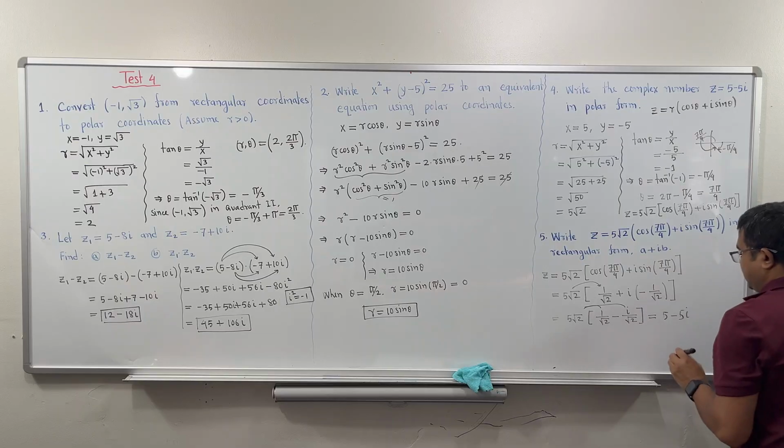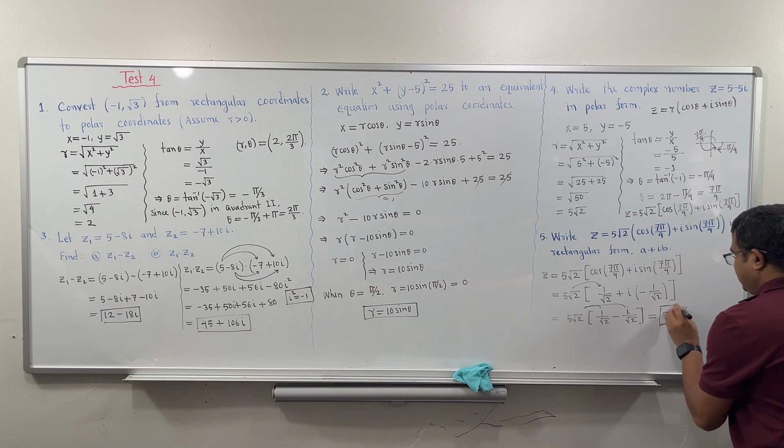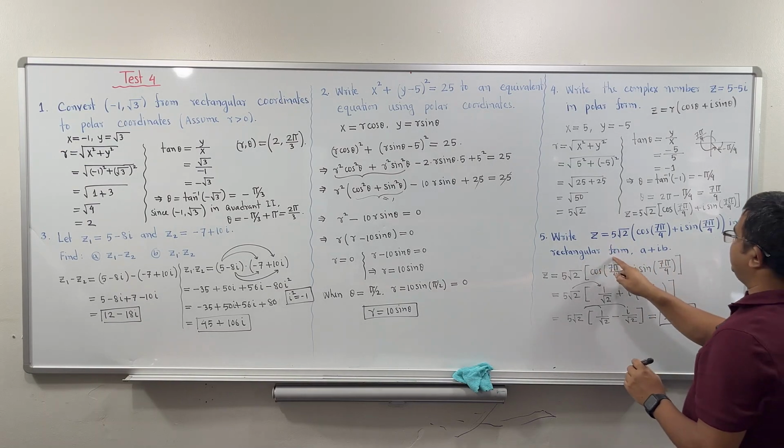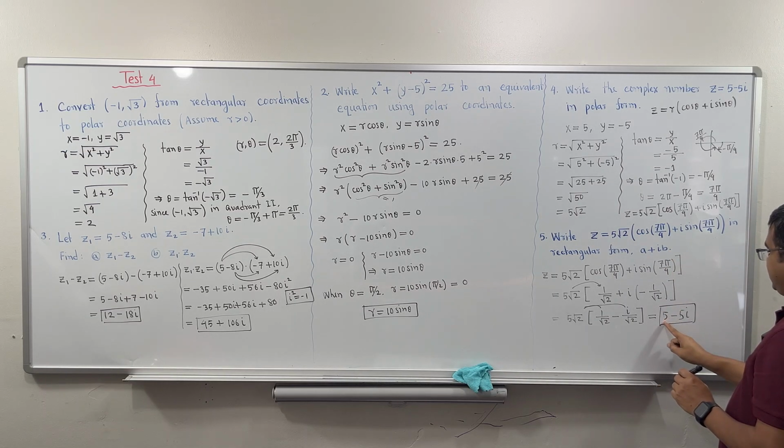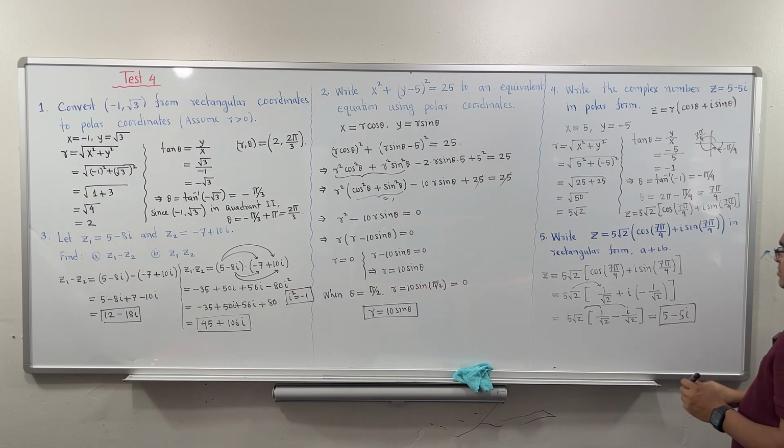So this is the complex number in rectangular form a plus ib, where a is 5 and b is negative 5. So that's it.